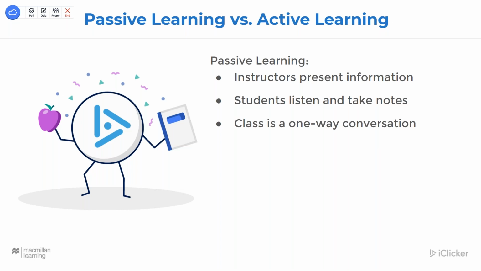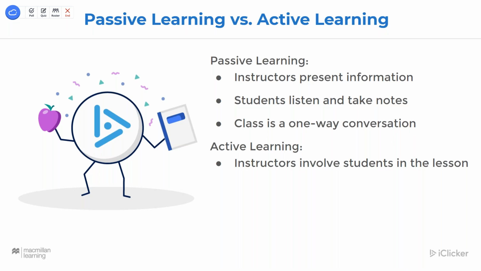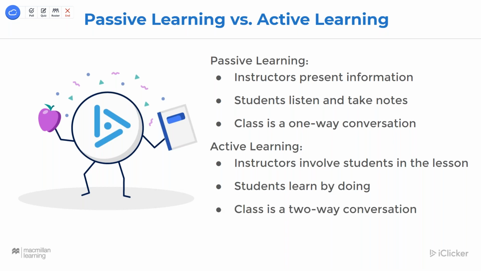And class is really a one-way conversation from the instructor to the students. Whereas when we look at active learning, instructors involve students in the lesson. So I really loved a lot of those answers that we had on that last question, and they really did focus on the fact that students must be involved in the lesson for it to be active learning. Students learn by doing, and this could be experimentation, could be answering questions, discussion, all kinds of different things that students actively take part in.